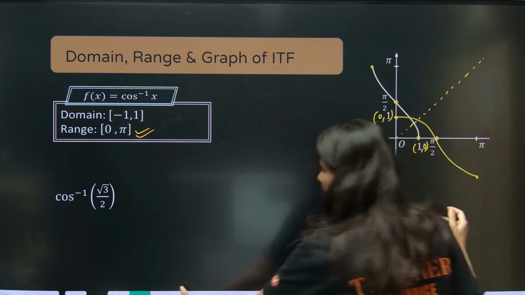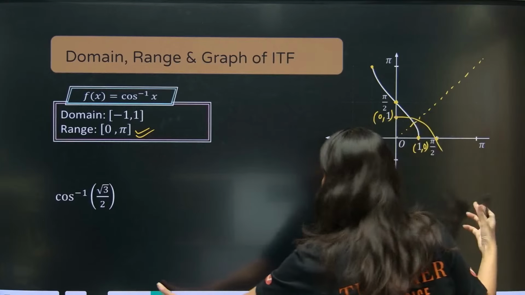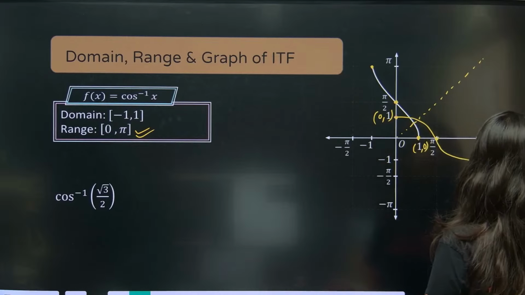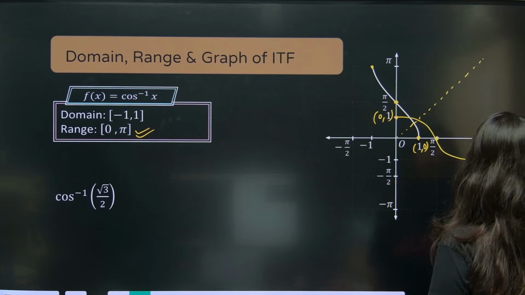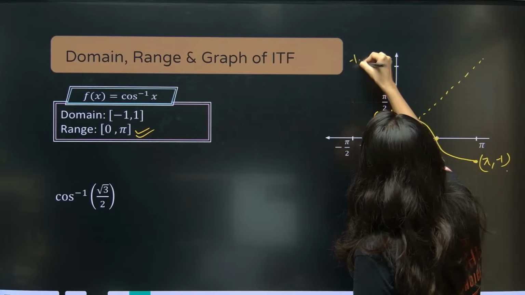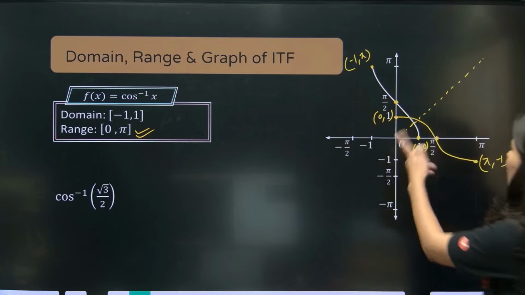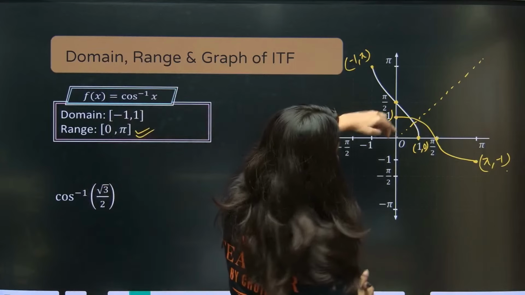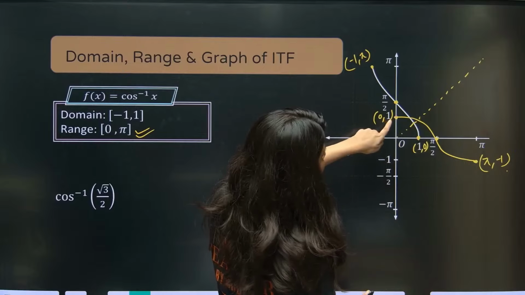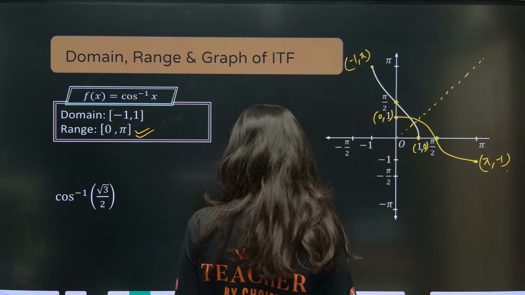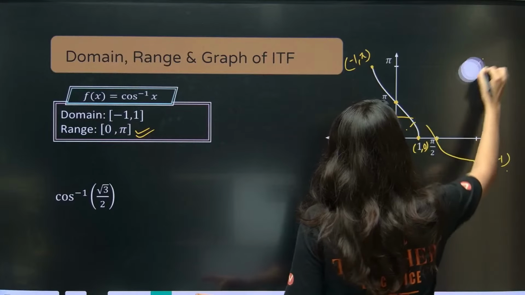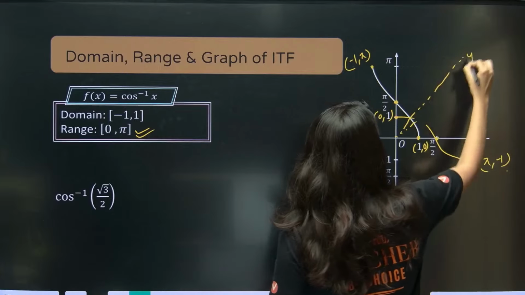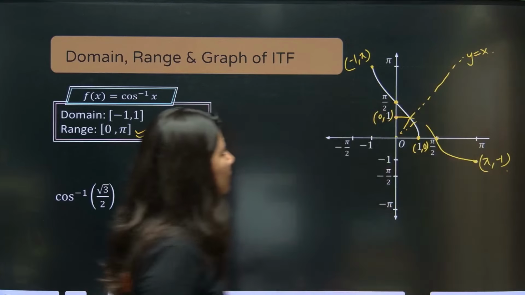Oops, a little bit. This is how it is. Yes. So this point is (pi, minus 1), and this is (minus 1, pi). Can you see the interchange of the points? If you take the mirror image, this is how it will look. (1, 0) will become (0, 1). And this dotted line, this is how the dotted line will look like: y is equal to x. Okay.